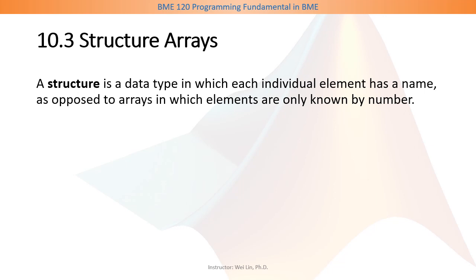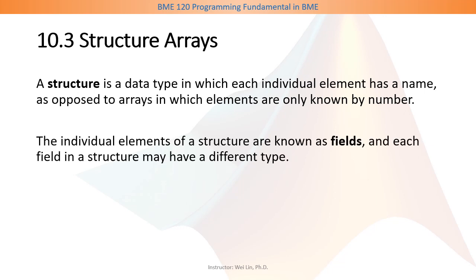However, the difference between a structure and a cell array is that a structure refers to its data element by name, while the cell array refers to its data element by an index. The individual elements of a structure are known as fields, so each field has a field name. And each field can be a different data type. For example, the first field can have a data type of a numerical vector, and the second field can have a data type of a string.